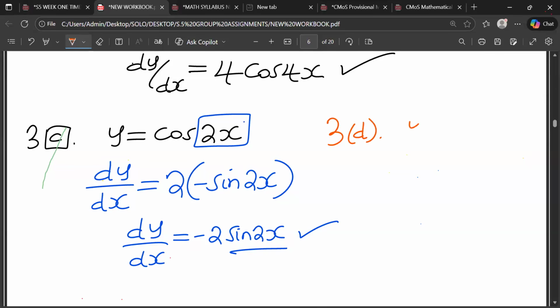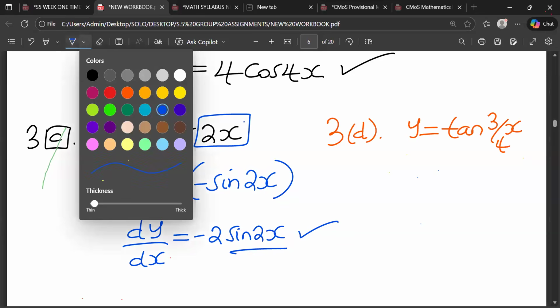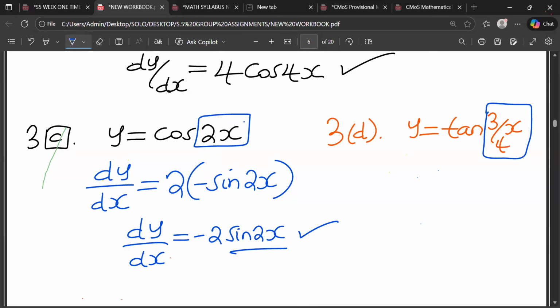Maybe you have y equals tan of 3/4x. It is also possible to have a fraction, very possible. So this is your angle, the whole of this. As you come to get dy/dx, it is easy. You can use first principles as I've explained. Are you following?